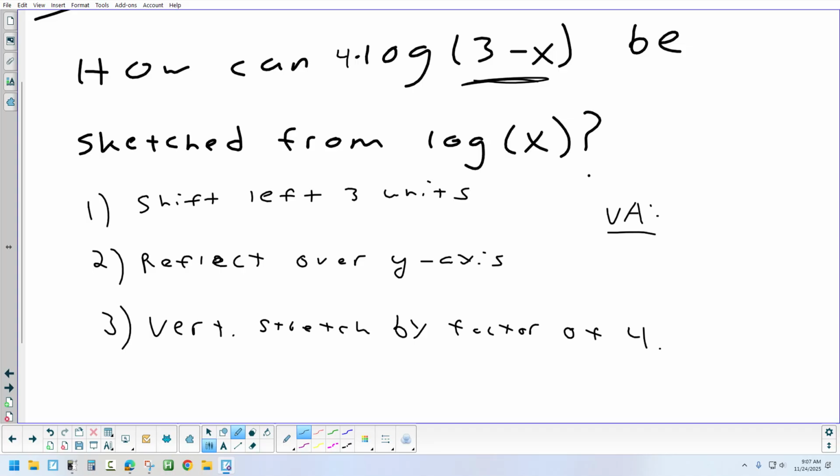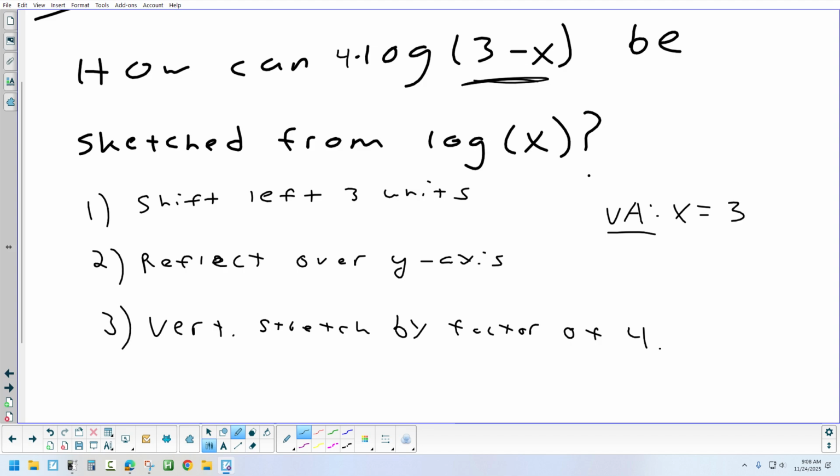And anybody think they could tell me where the new vertical asymptote would be? Yep. No, it wouldn't be at -3. I mean, I do see why you got that though. You got to be careful. Yep, 3. It would be at 3.